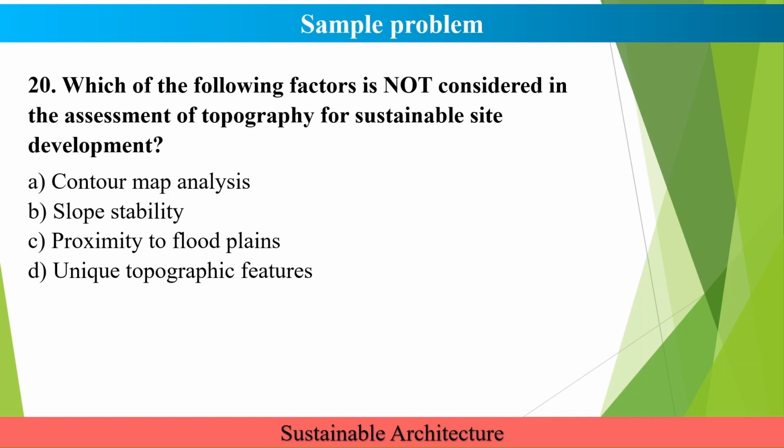Most of you have answered C, and option C is the right answer because proximity to floodplains is considered in the hydrology assessment, not on the topography side. When we are talking about topography assessment, the important factors will be contour map analysis, slope stability, and unique features like rock outcrops. Is it clear? Okay, thank you. Can we move to the next question?